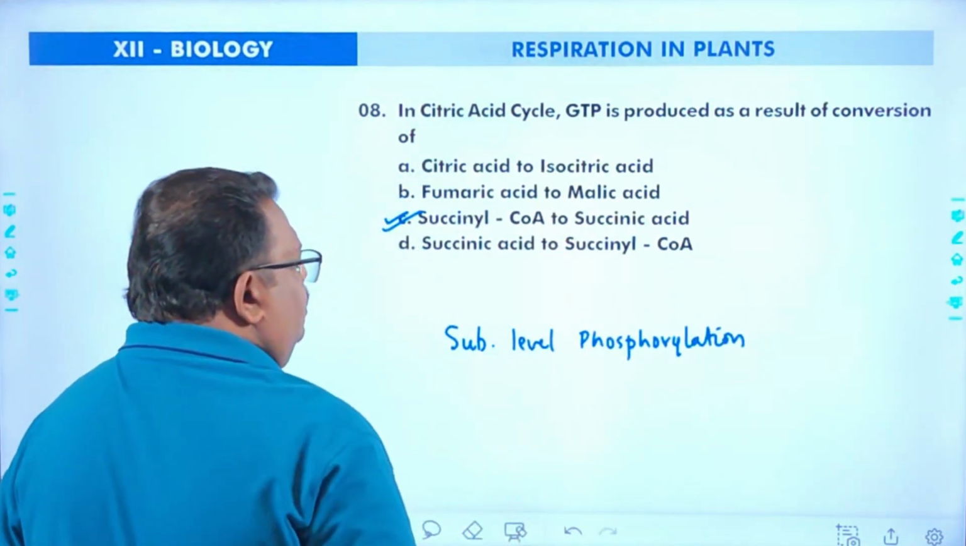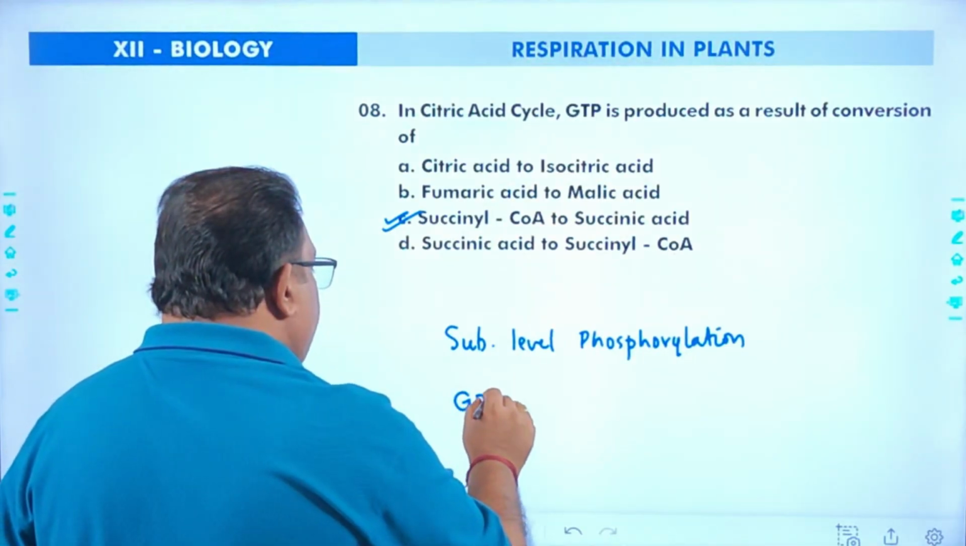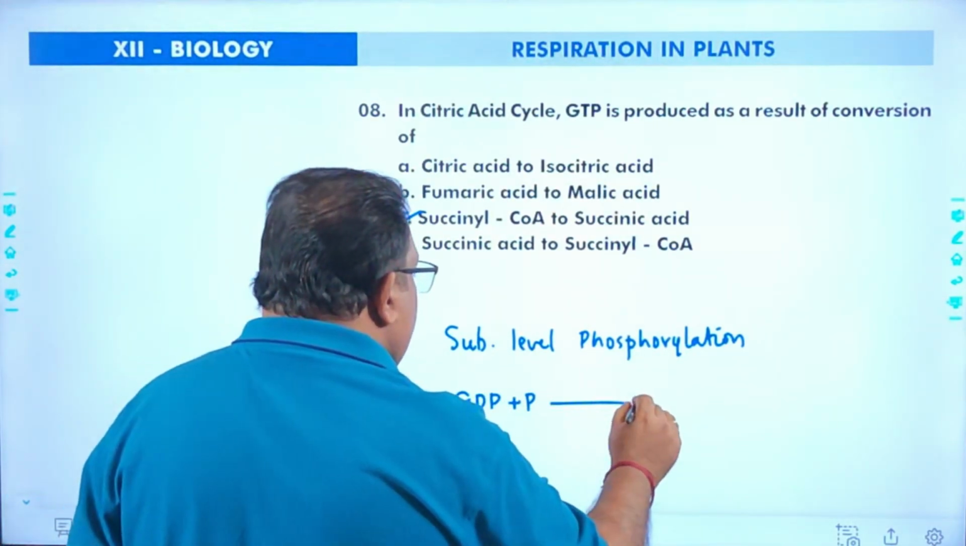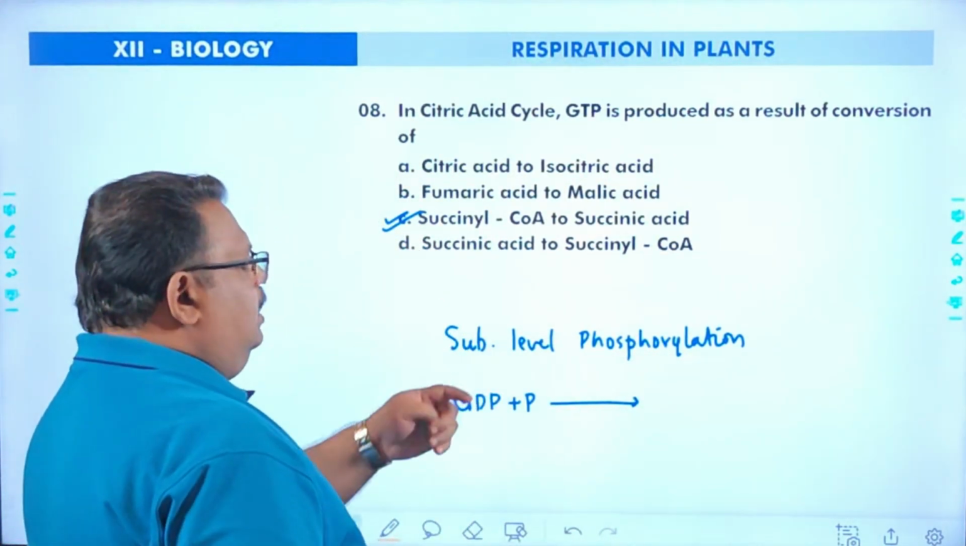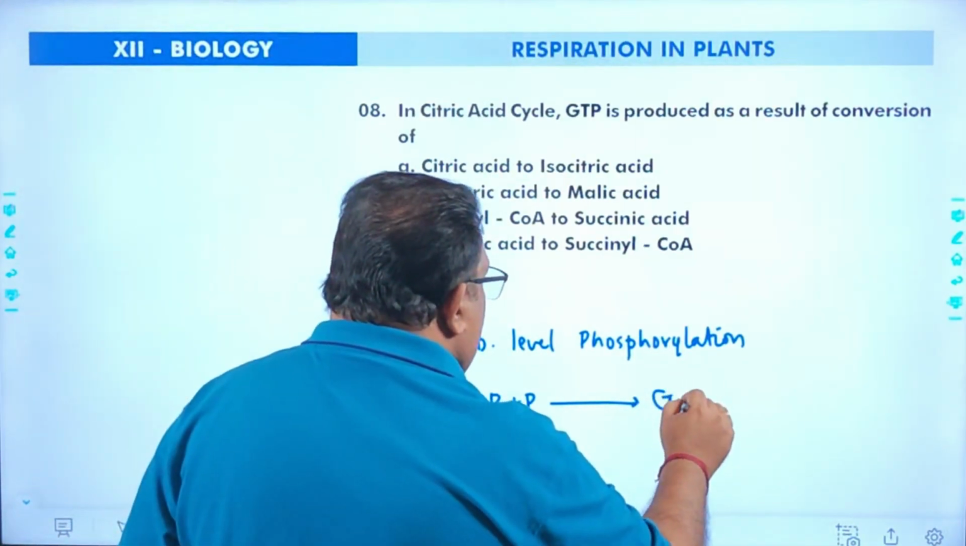Coenzyme A is detached so that one molecule of GDP combines with the phosphate, using the energy released, producing one molecule of GTP.